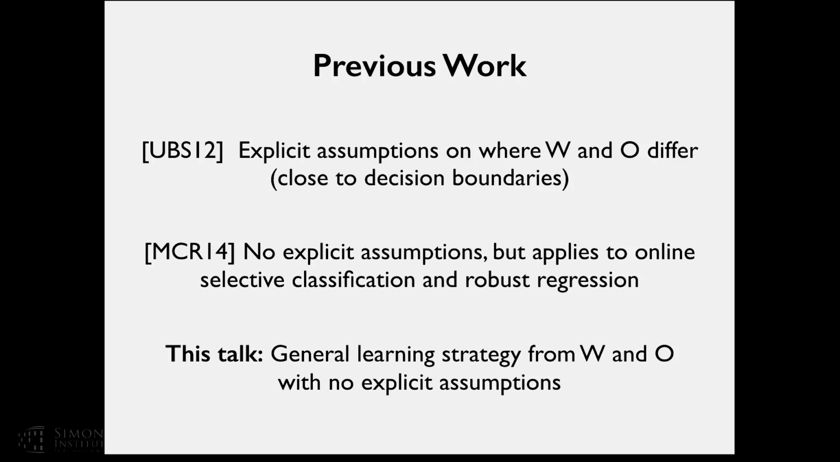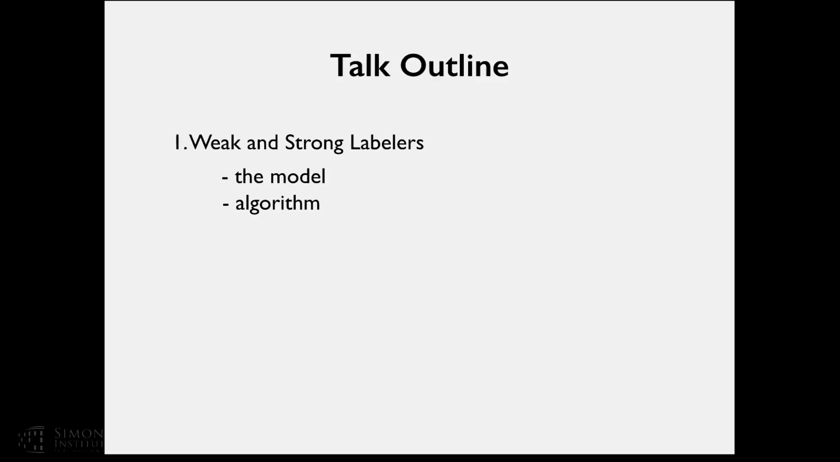Before our work, there had been some work on this particular setting. There was Ehrner et al. They made explicit assumptions on where W and O differ, assuming that they differ close to the decision boundaries, and they had some interesting results. There was another work by Cesa-Bianchi et al., a workshop paper at NIPS 2014, where they didn't have explicit assumptions but looked at online selective classification and robust regression. In this paper, we look at general classifier learning strategies, combining labels from W and O without explicit assumptions.